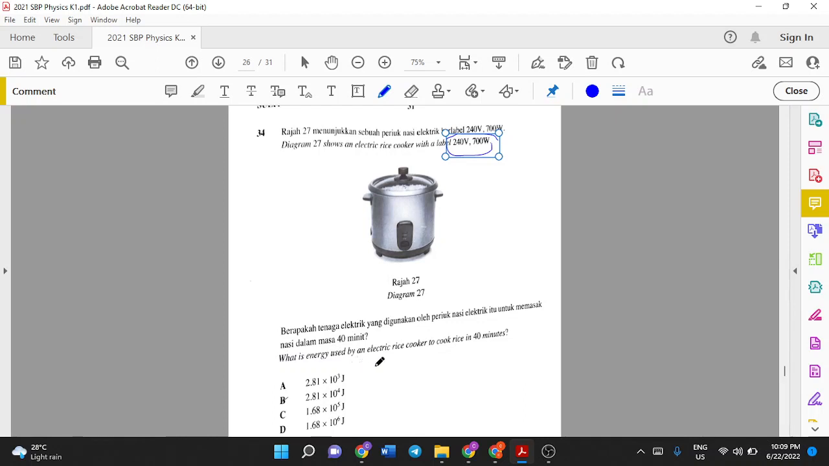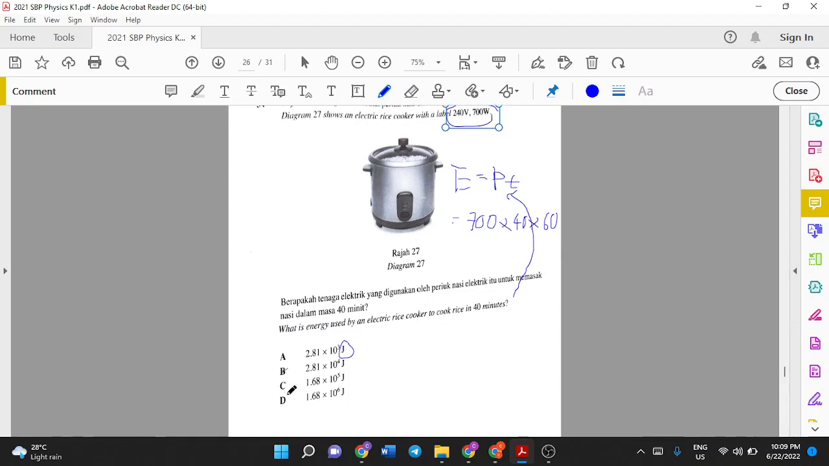So what is the energy used by an electric rice cooker to cook rice in 40 minutes? So use back the equation, E equals P times T, but take note that the E here is given in joule, so the T here will be in second. Okay, so you just plug in the values, 700 times 40 minutes times 60 seconds. Then you will find the value, D.